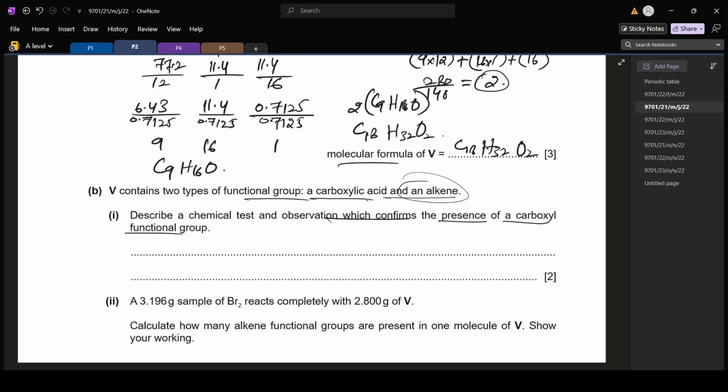Okay, so what will you write? Add any carbonate, add sodium carbonate, and effervescence will be observed. Effervescence will be observed, or you can write lime water turned milky. Okay, you can write that as well.